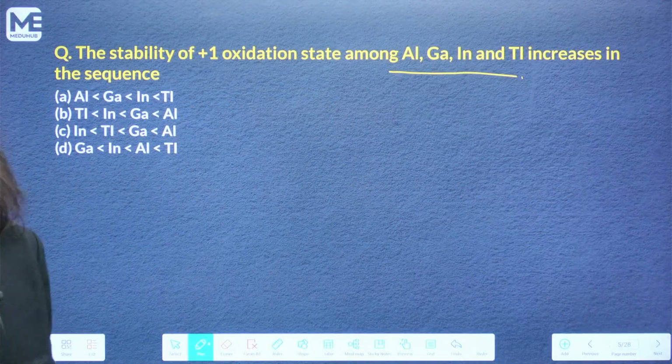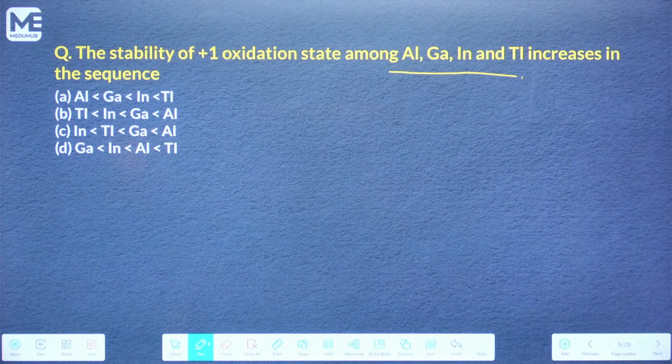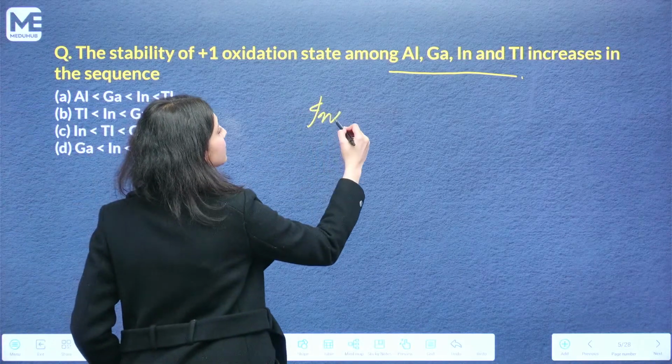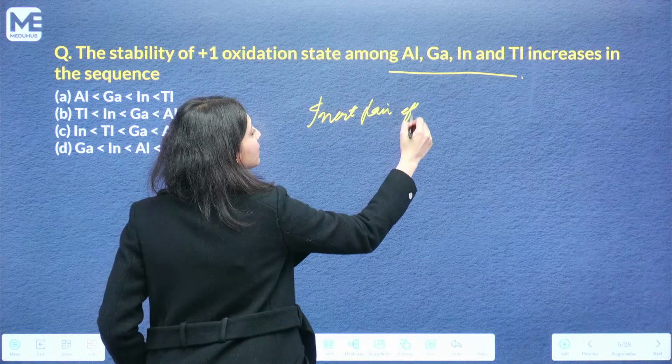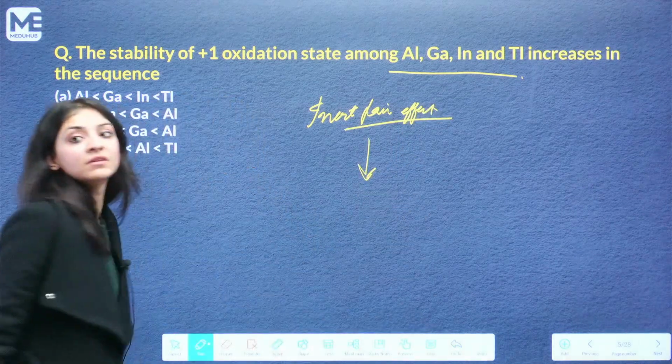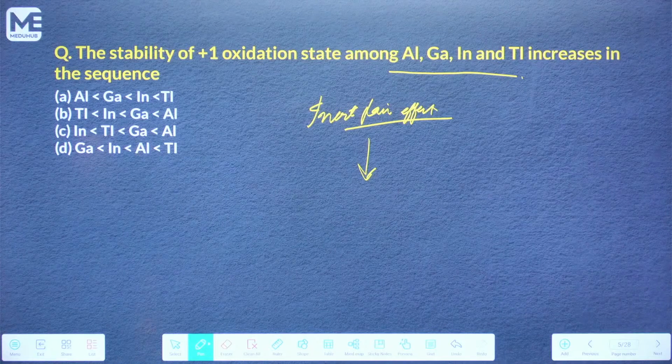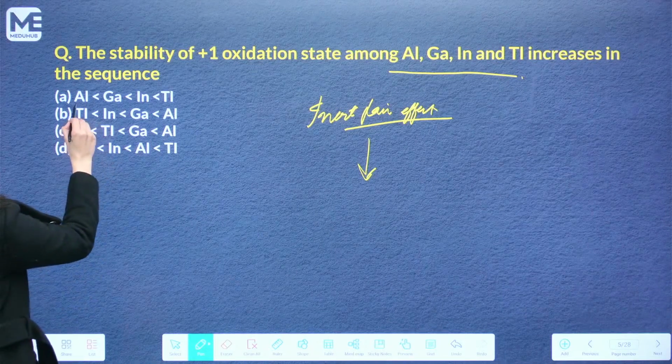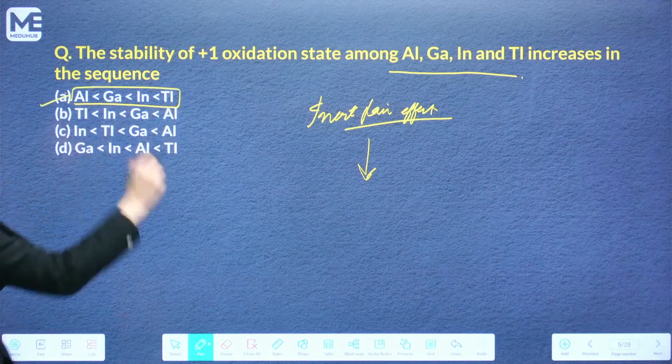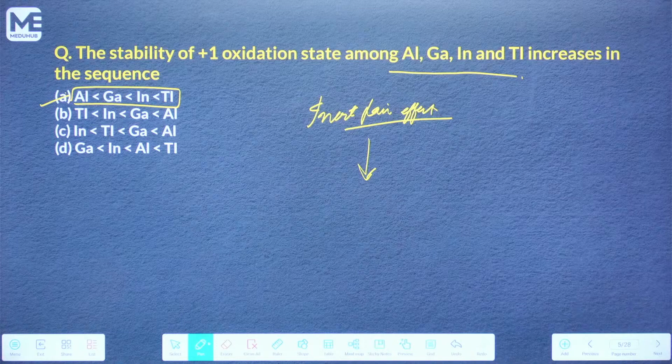This is again a very simple question. Please give me the answer quickly. Which concept are we going to use here for the stability of +1 oxidation state? We'll be using the inert pair effect. On going down the group, the stability of +1 state increases, so the order would be this one here, A. Yes, you got it right, inert pair.